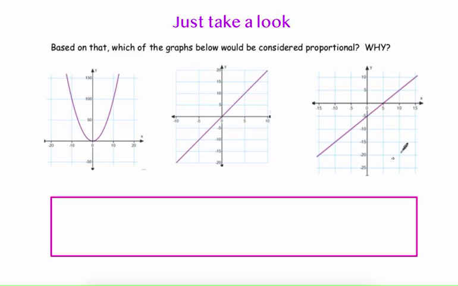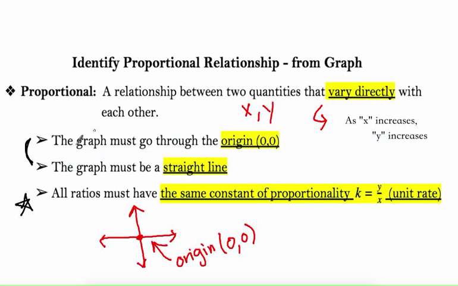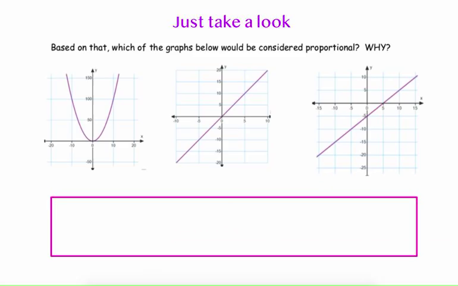Here is an example for identifying proportionality from a graph. So don't copy this down, it's not in your notes, but just take a look at this and read the question. It says, based on that, meaning based on the 3 criteria that you learned right here, which of these graphs below would be considered proportional and why? So you have 3 graphs to choose from. Which one of these graphs would be proportional? Okay, try to choose one graph as an answer on your own.